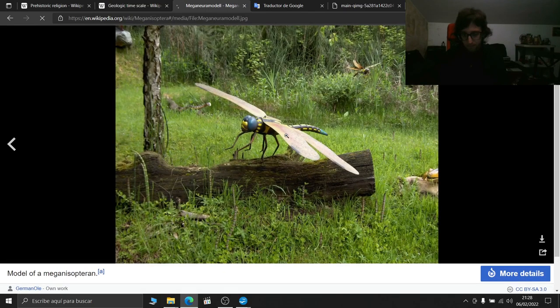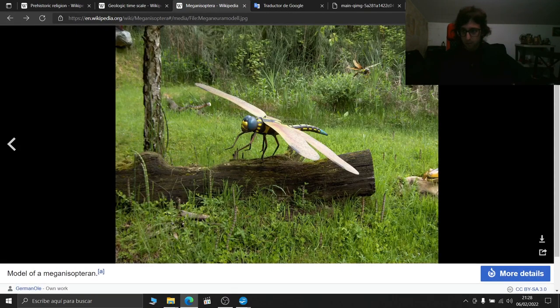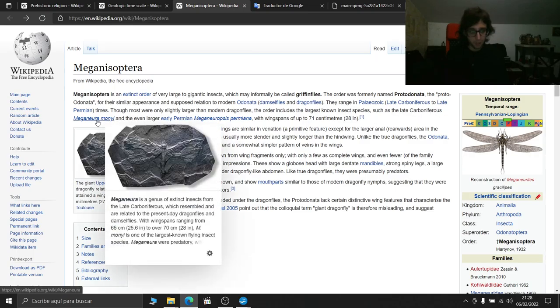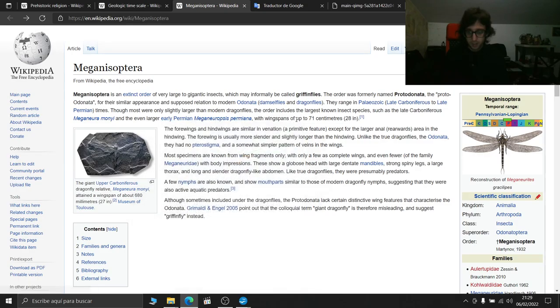It's insane. And yes, this is the Meganeura. Meganisoptera is an extinct order of very large, even gigantic insects, which might formally be called griffinflies. The order was formerly named Protodonata, for their similar appearance and supposed relation to modern Odonata. They range in the Paleozoic, late Carboniferous to late Permian. Most were only slightly larger than modern dragonflies. The order includes the largest known insect species, such as the late Carboniferous Meganeura monyi, and the even larger early Permian Meganeuropsis permiana, with wingspans of up to 71 centimeters. Insane.